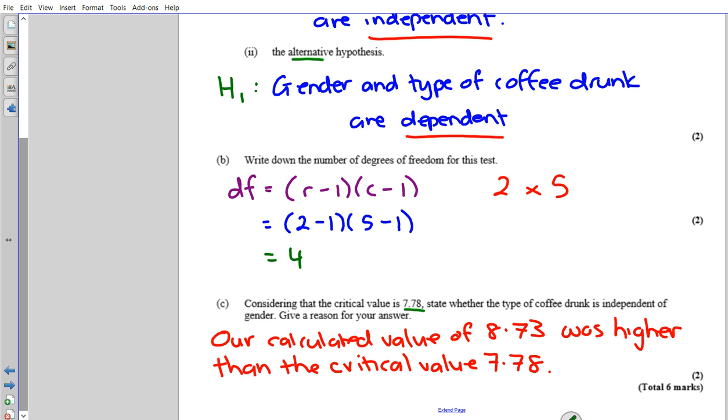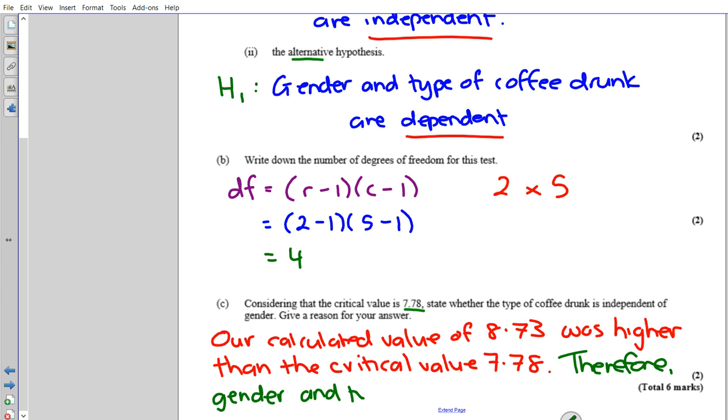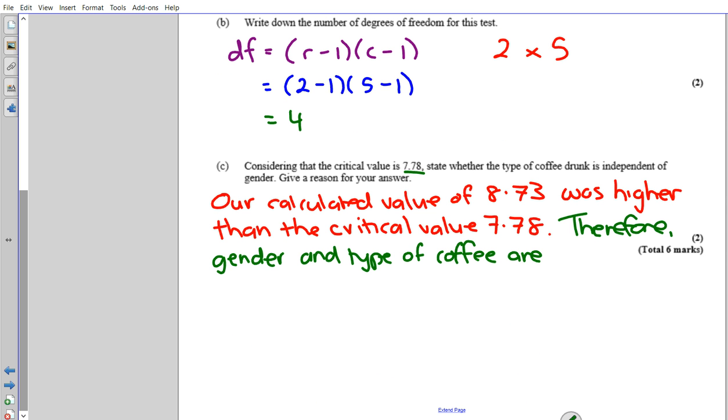And now you've got to say, what's the conclusion? Therefore, gender and type of coffee are, you've got to say, are they independent or dependent? So remember, has your calculator won? It's a chi-square test, not the p-value. So calculator 1, did it win? Yes, your calculator won because your calculated value was higher than the critical value. So therefore, remember, when your calculator wins, you've proven that they are dependent. When your calculator loses, you've proven that they're independent.